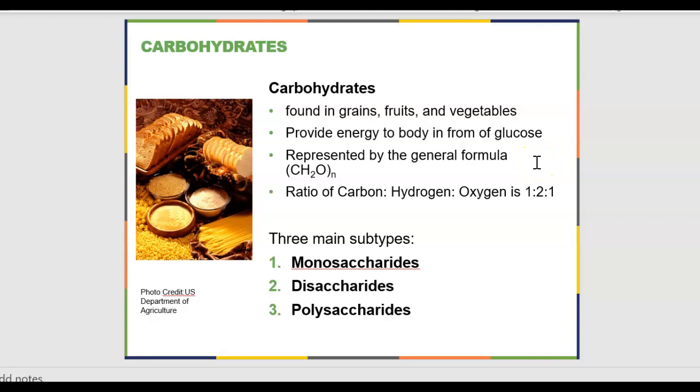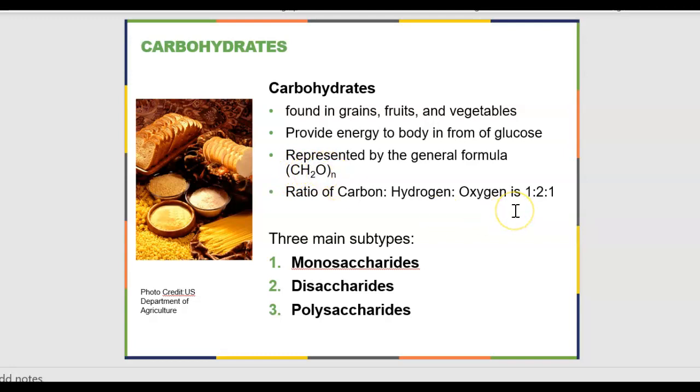All carbohydrates are represented by this general formula. If you look at the formula, you see there's a carbon, and then there's a water molecule, H2O. So this is the carbohydrate. This is a hydrated carbon. And usually there's more, so this n is saying that usually there's certainly more than one carbon, but what you know is that there's always going to be this ratio. So for every carbon you have, you're going to have two hydrogens and one oxygen.